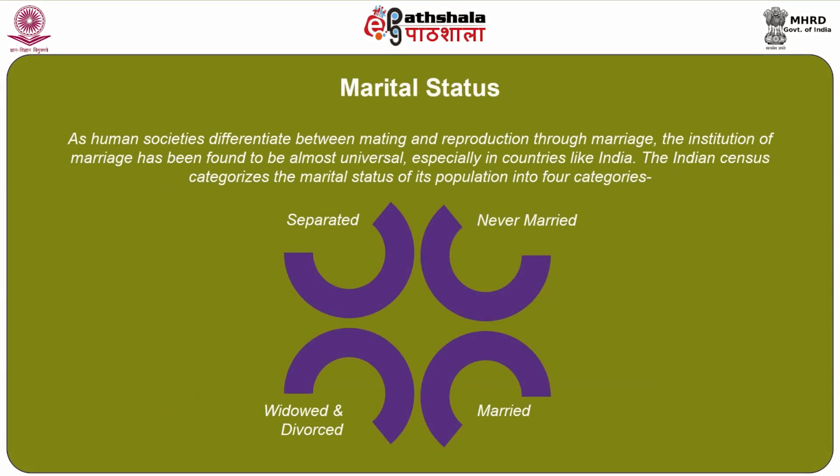Marital status. As human societies differentiate between mating and reproduction through marriage, the institution of marriage has been found to be almost universal, especially in countries like India. The Indian census categorizes the marital status of its population into 4 categories: never married, married, widowed, and divorced and separated.